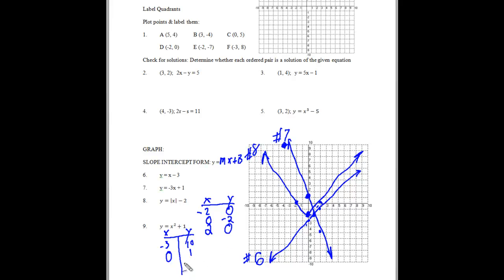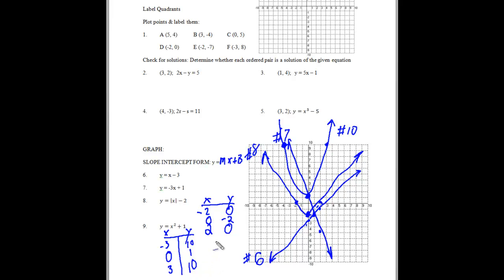And then we are going to plug in a positive 3. Positive 3 squared is going to be 9. And that gives me a 10. But what's really interesting about this is that this line, even though I only did 3 points, is not going to look like a letter V like number 8 did. This is going to look like a smile. And that smile can be realized if you do more points along the graph.